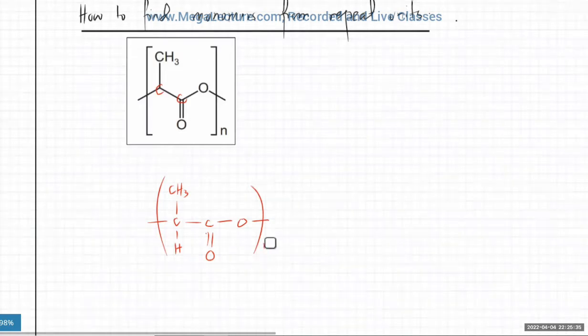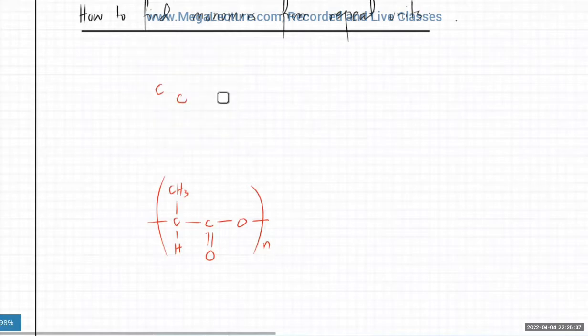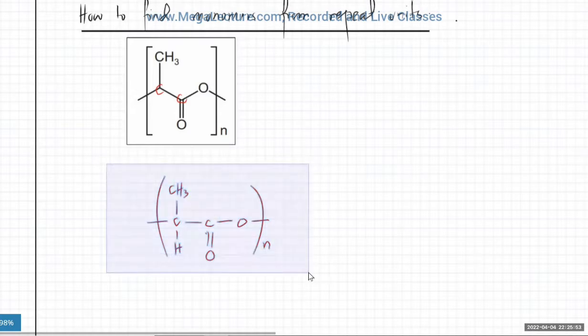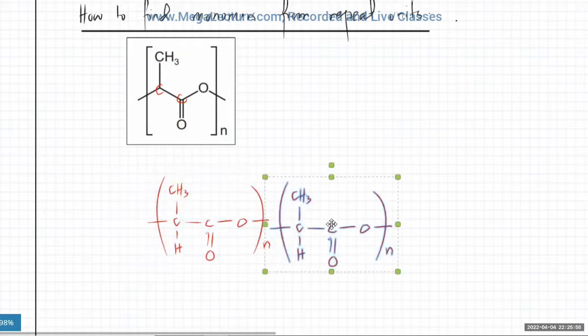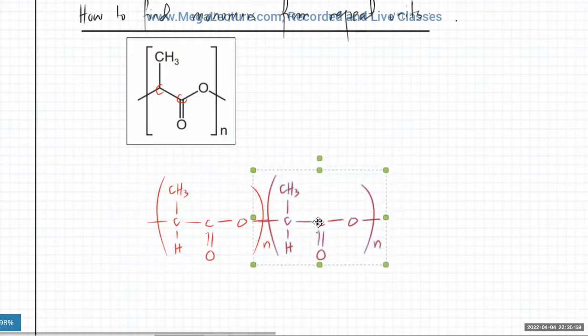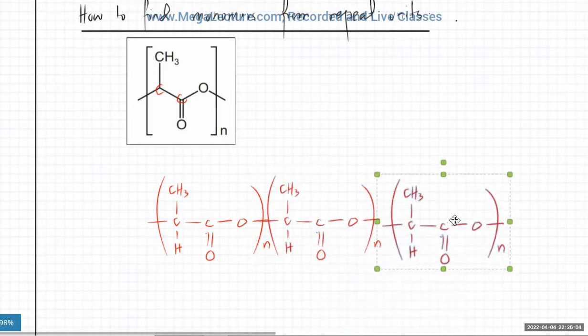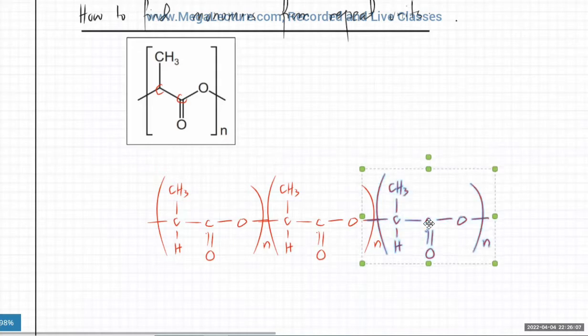Now the point is, I want to draw the monomer. Remember, a polyester is actually formed from two monomers. So how do I figure out my two monomers in this molecule? Because it's a repeat unit, I'm going to just start repeating it and start making the connections. So I'm repeating the same thing. It's going to get repeated over and over again. And let's get rid of these brackets.